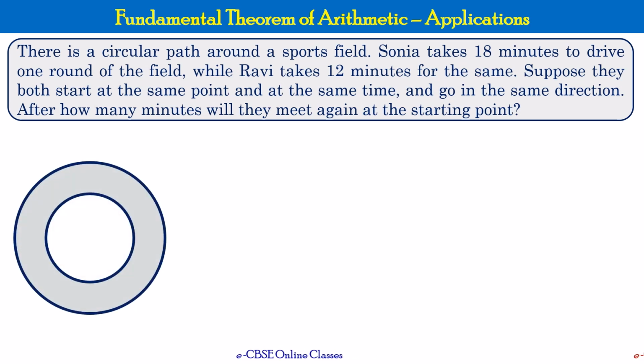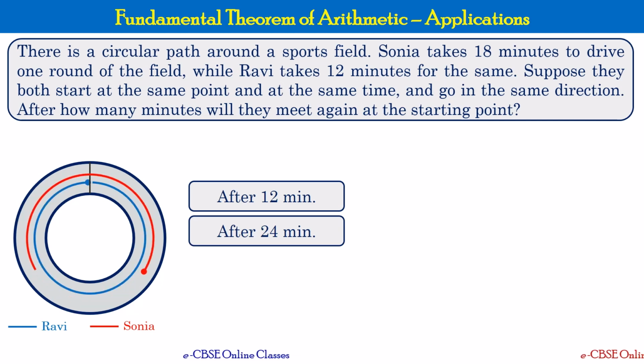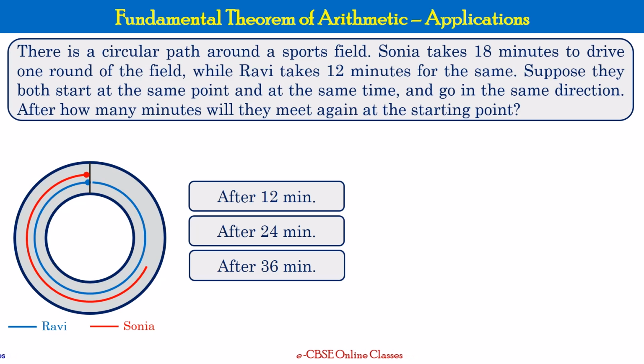So let's take, this is the circular sports field. This is the starting point, and let us denote the path of Ravi in blue color and the path of Sonia in red color. So in the first 12 minutes, Ravi completes one round, whereas Sonia completes only 2/3 of the round. And after another 12 minutes, that is after 24 minutes, Ravi completes another round, whereas Sonia will be somewhere in the middle of the path. But after another 12 minutes, that is after completing a total of 36 minutes, both will be reaching the starting point. So 36 minutes is the answer for this question.